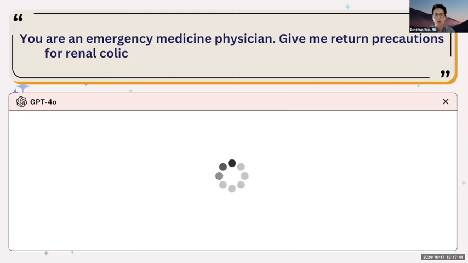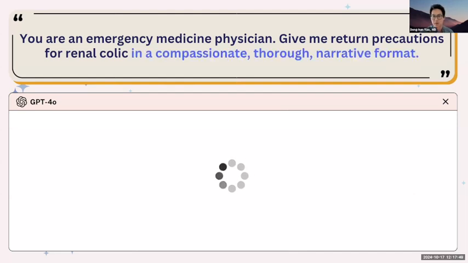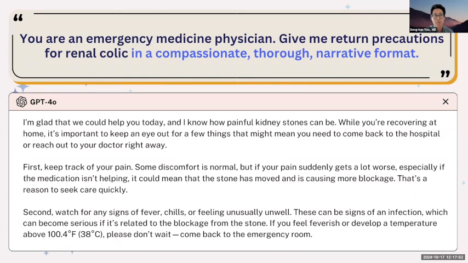Let's see what happens if I add a new line specifying the tone and style. Give me return precautions for renal colic in a compassionate, thorough, and narrative format. It starts with, I'm glad we could help you today, and I know how painful kidney stones can be. Now, note that I didn't really ask for a first-person perspective, but in specifying the tone to be compassionate, the way the transformer LLM architecture works is it knows that words and phrases written from a first-person perspective are semantically closer in meaning in the vector space to the abstract concept of compassion, and so it writes it in a first-person perspective rather than a third-person perspective.